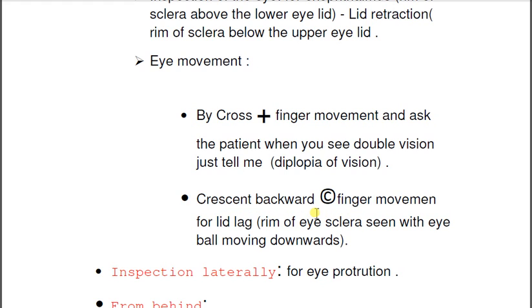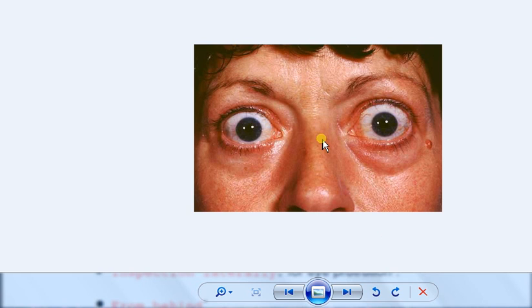Crescent shape means the C finger movement, or the letter C finger movement, for lid lag. This is the patient in front of us. I'll tell him, this is my finger in front of you, please follow my finger. Then I'll make my finger C-shaped backwards like that. This is a C shape, but it will be in front of the patient to see the lid retraction. You will see the lid retraction here. When the patient is looking downwards, you will see the rim of the eye sclera for the patient.